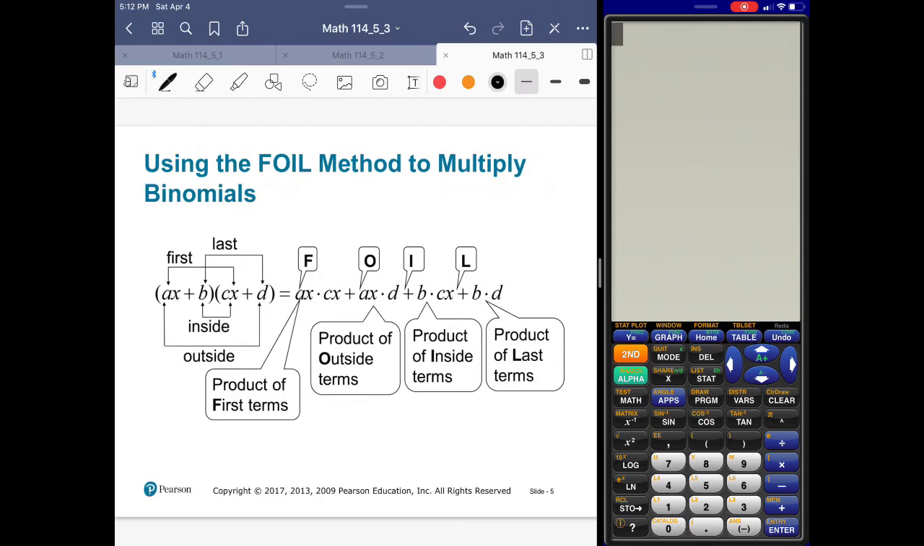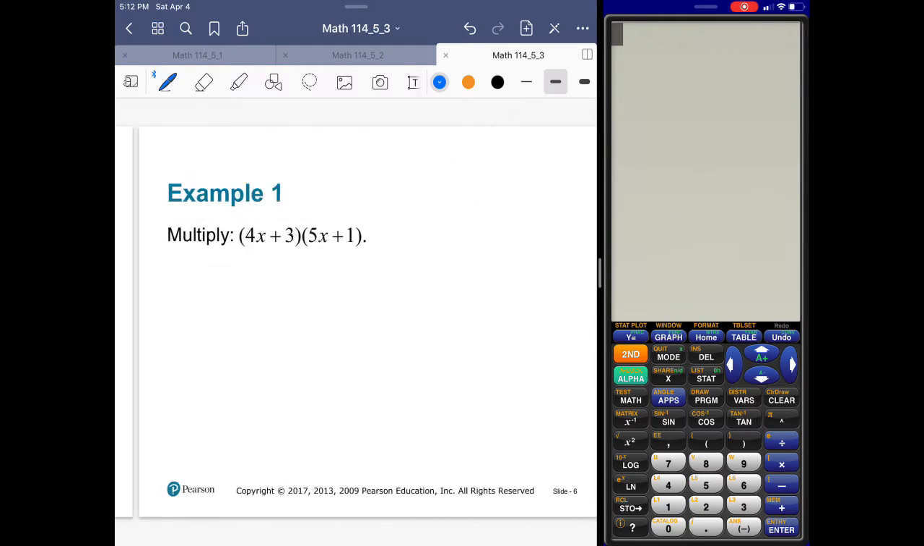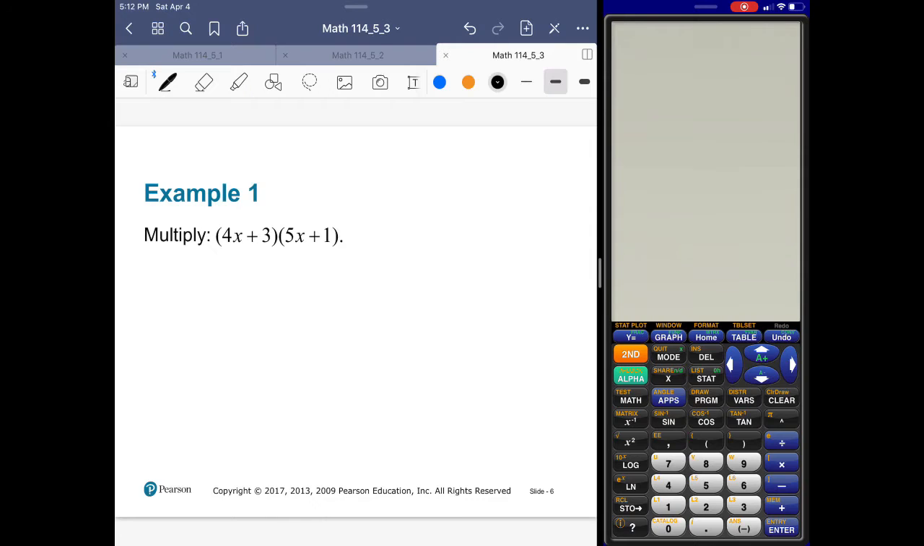So use FOIL. FOIL stands for first, outside, inside, and last, which you obtain by the distributive property. Here, AX times CX is right there. Then we have outsides, AX times D. So that's right there. Then insides. And finally, lasts. We'll try those. Okay, so let's do an example of this.